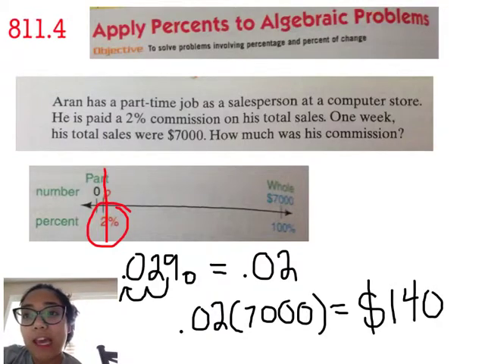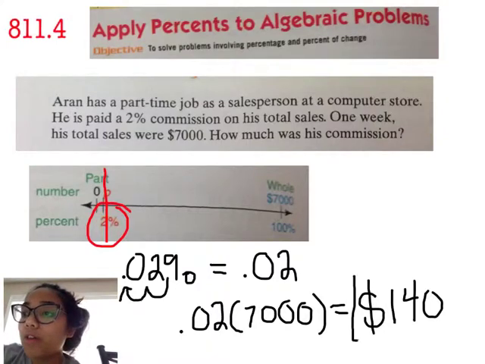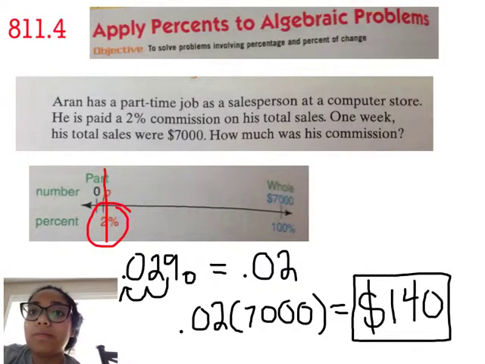And I would say that a part-time job making $140 for 1 week, I would say that's not too bad. Doesn't say how many hours he worked, but part-time's 20 or less, so not too bad. So $140, that's how much he made.